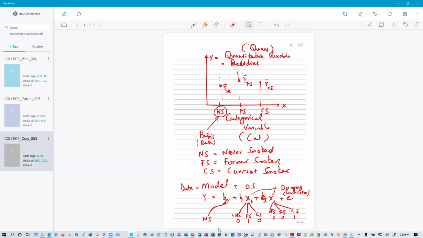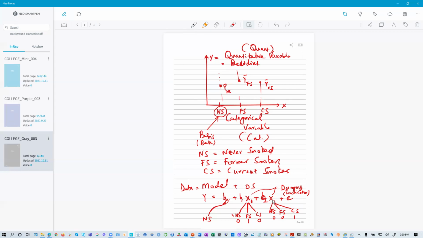See, this one NS, when you plug in, if you need the NS, non-smokers coefficient, you put the 0 here, because this is not for the non-smoker. X1 represents the former smokers only. X2 represents the current smokers. And which X variable is going to represent the NS? You don't need one because I have taken this one as the base. When you run that one, you get the B1 and B2.